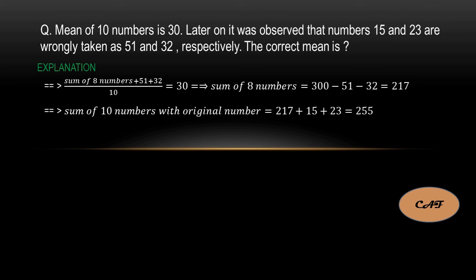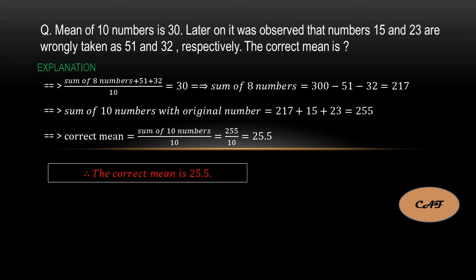So sum of 10 numbers with original numbers, whatever originals are 15 and 23. So I am adding those things. 217 plus 15 plus 23 is equal to 255. So I have sum of 10 numbers. So I can easily find out the average for 10 numbers. So average is equal to sum of 10 numbers divided by 10 is equal to 255 divided by 10. So I am getting 25.5. This is the correct mean. Therefore the correct mean is 25.5.